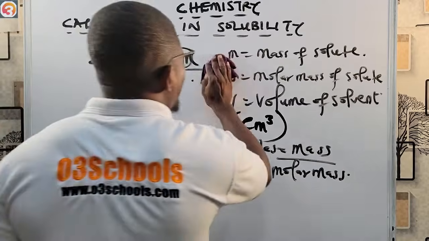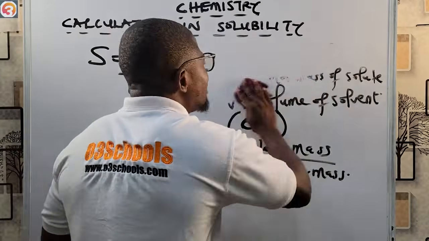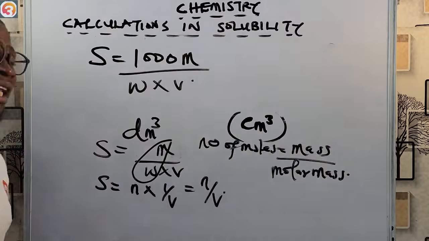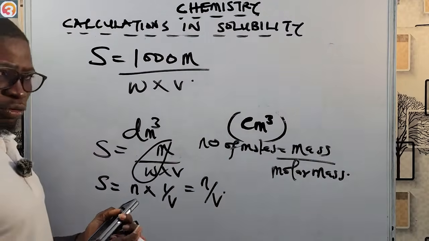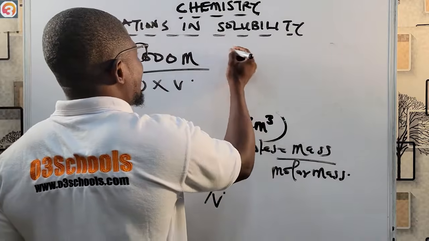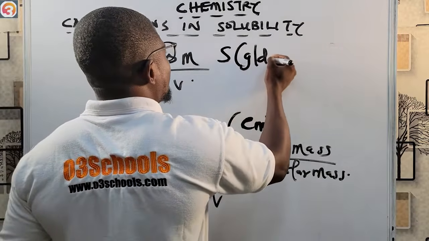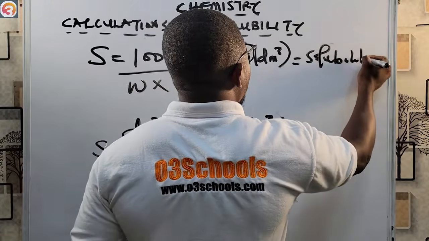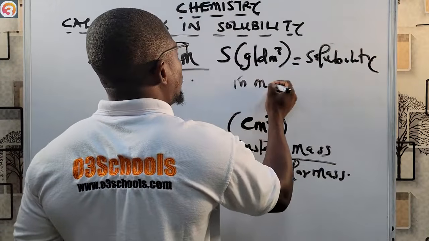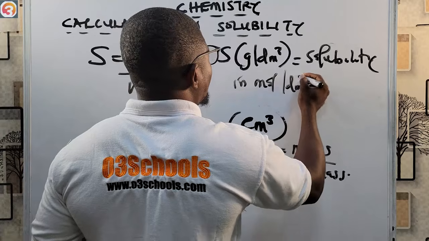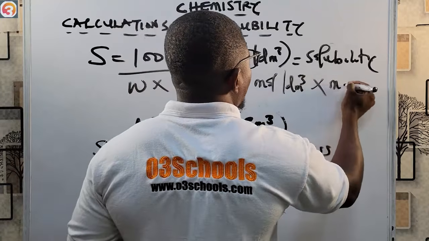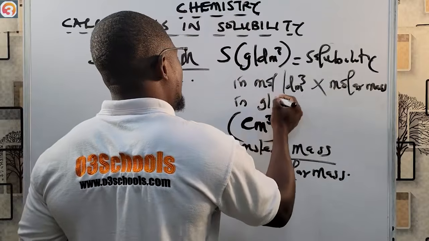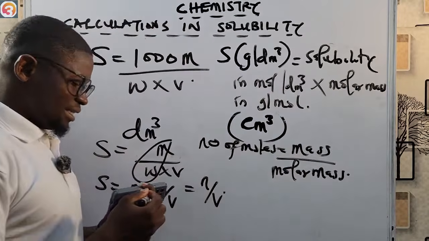We also saw that if solubility is given in gram per dm cube, then solubility in gram per dm cube is equal to solubility in mole per dm cube times molar mass in gram per mole. We also saw this in the last class.